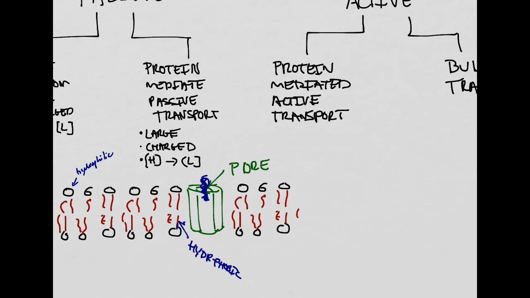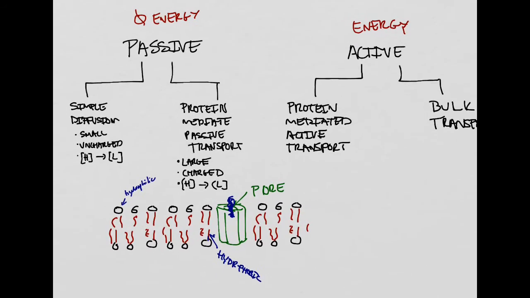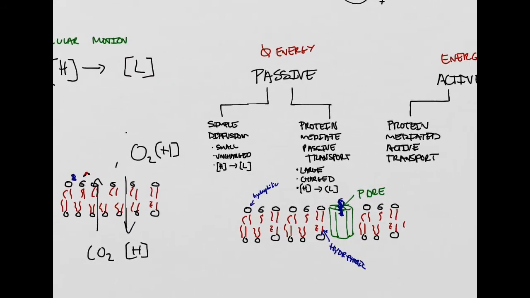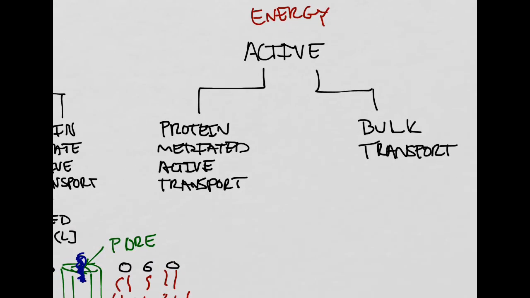Okay, let's move on to active transport. As we said before, passive transport requires no energy because it's relying on molecular motion. However, active transport requires energy, and this energy is in the form of ATP. I think we've talked about ATP before briefly. ATP is the energy currency of the cell.